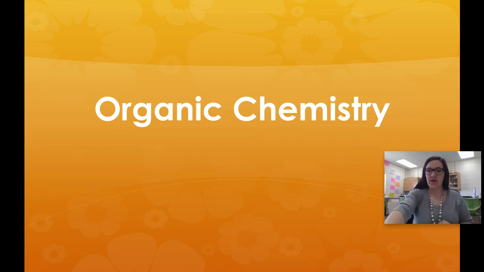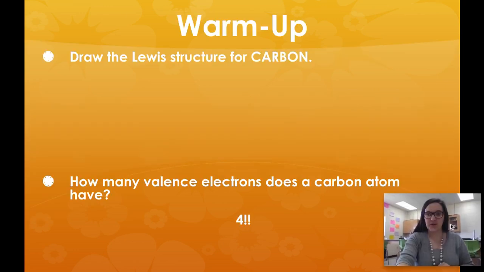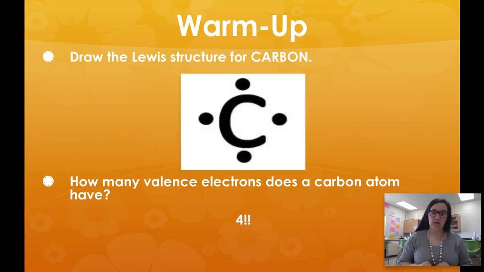So with that, we are going to start looking at what is organic chemistry. And the first thing that we have to talk about or refresh your memory is just what is carbon and how do we draw it. So it says to draw the Lewis structure or the Lewis dot diagram for carbon, which if you go back in your memory bank, you know that carbon looks like this. It's got 4 valence electrons, 1 on each side.